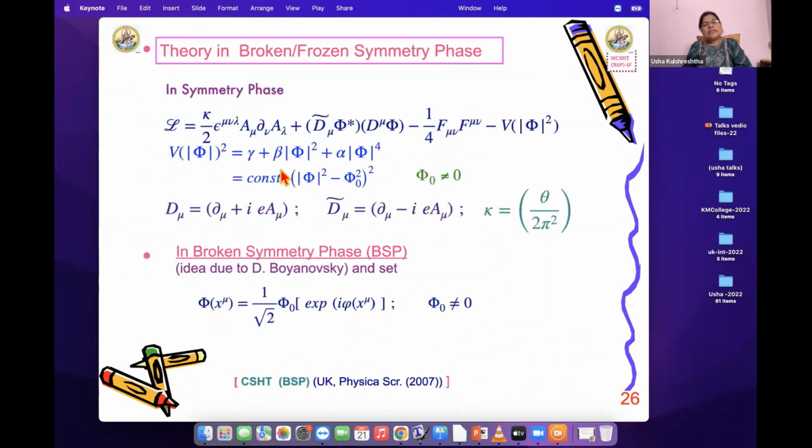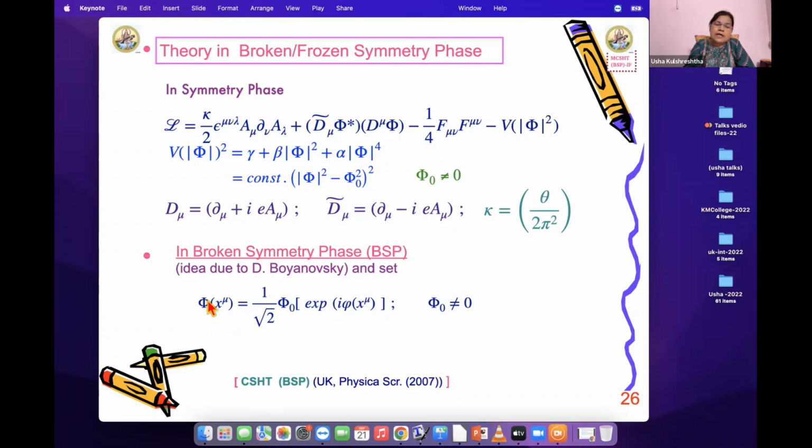Now this was the theory in the symmetry phase, and I reported these light cone results last year. Now I come to the theory in the broken symmetry or in frozen symmetry phase. So this was our theory in the symmetry phase. Now I come to the broken symmetry phase.